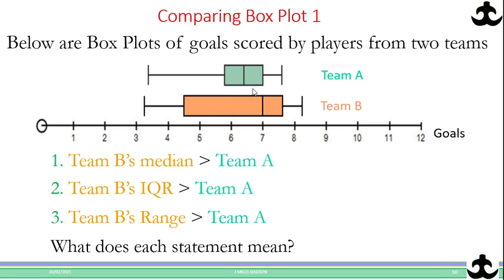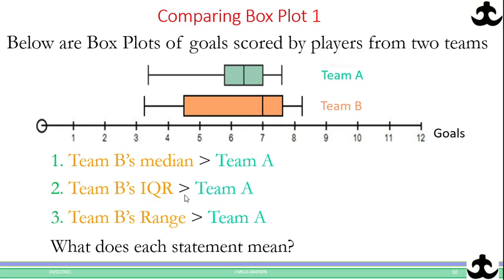Now let's see the implications or the contextual meaning of these. Whenever median is bigger, so in this case, team B's median is bigger than team A, that means that on average, players from team B score more goals than team A. On average, median is a type of average. So on average, the goals from team B are more than goals from team A.